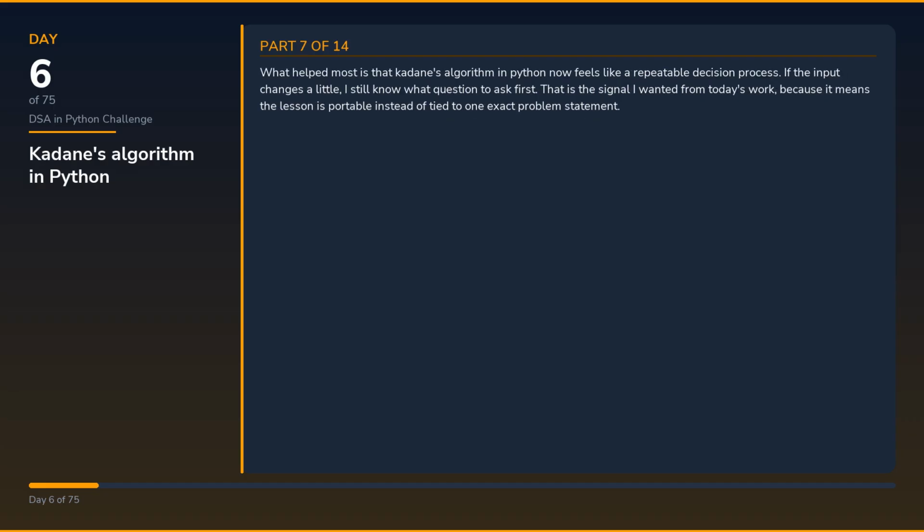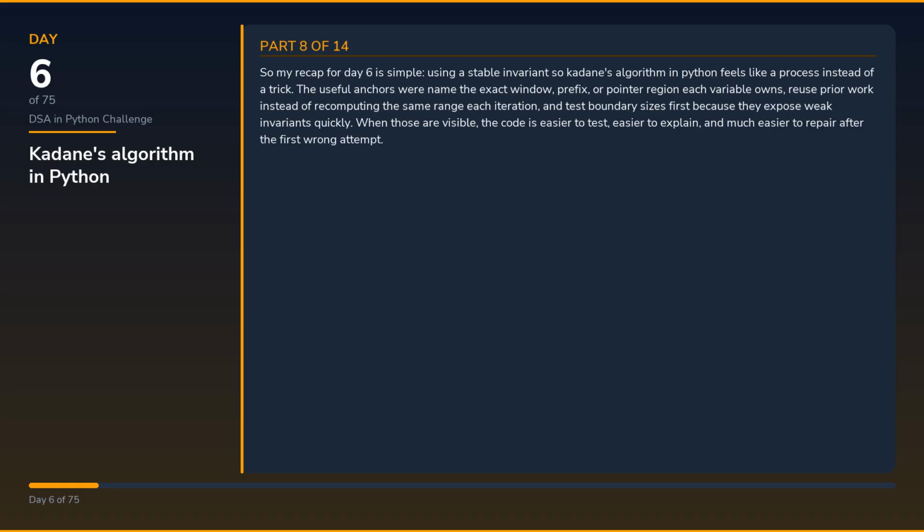What helped most is that Kadane's algorithm in Python now feels like a repeatable decision process. If the input changes a little, I still know what question to ask first. That is the signal I wanted from today's work, because it means the lesson is portable instead of tied to one exact problem statement. So my recap for day 6 is simple.